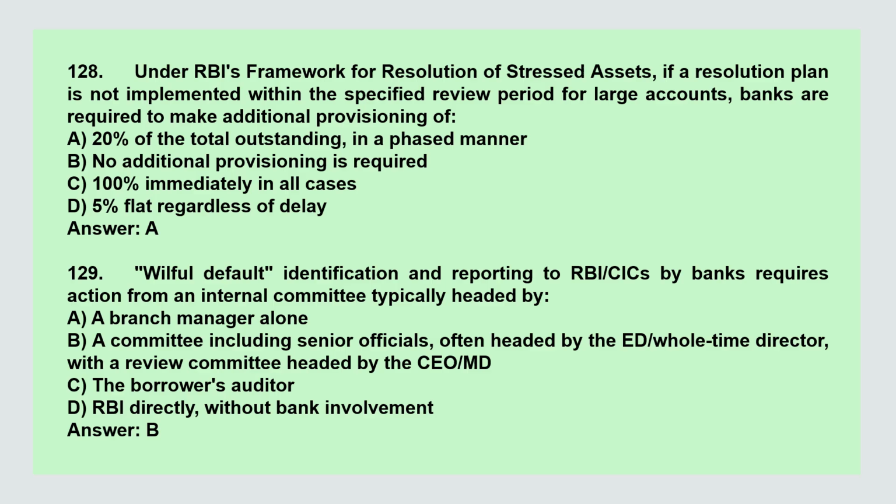Under RBI's framework for resolution of stressed assets, if a resolution plan is not implemented within the specified review period for large accounts, banks are required to make additional provisioning of answer 20% of the total outstanding in a phased manner. Willful default identification and reporting to RBI CRILC by banks requires action from an internal committee, typically a committee including senior officials, often headed by an ED or whole-time director, with a review committee headed by the CEO or MD.